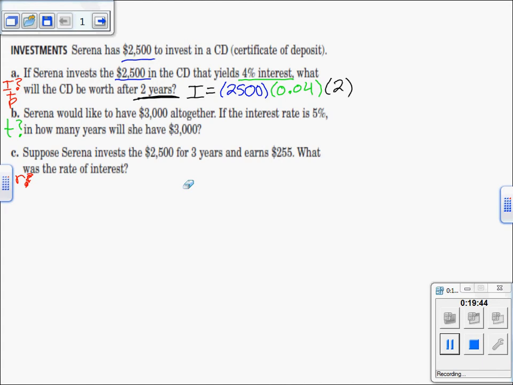So let me grab that calculator. He's our friend. I don't expect you to do all these questions by hand. So 2,500 times 0.04 times 2. That's 200.